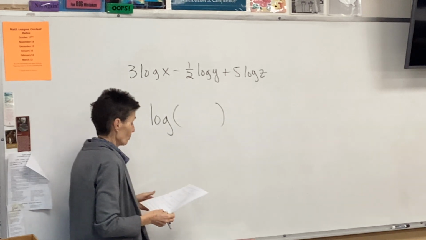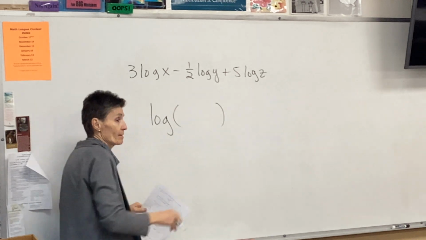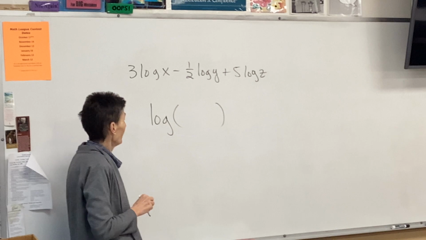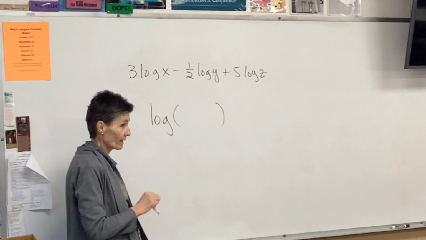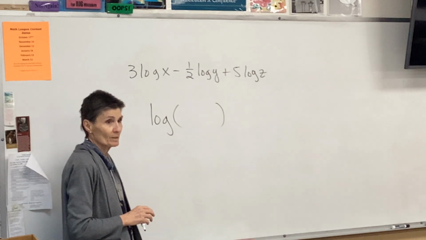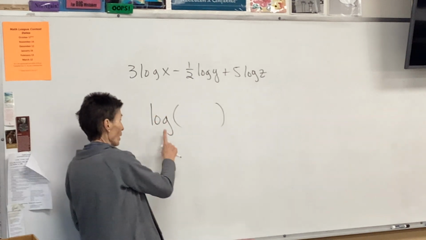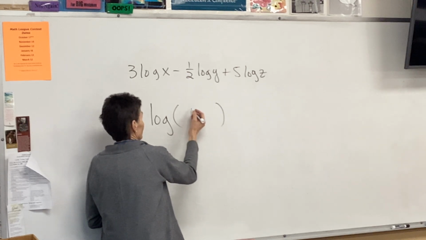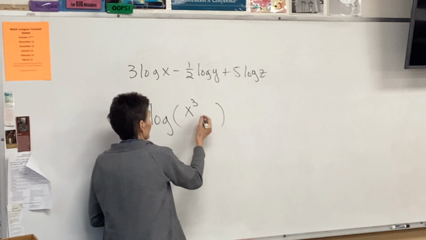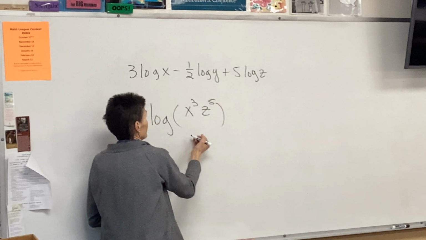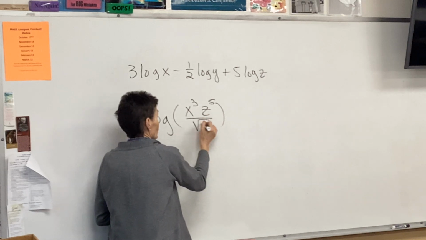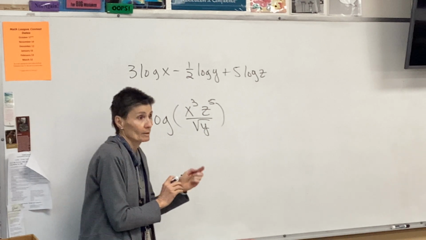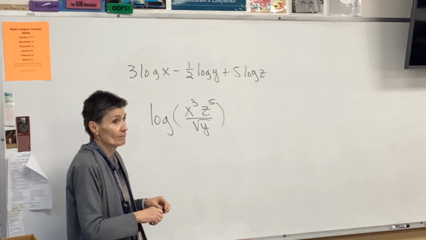5, what did you guys put here in your big parentheses? Remember, as Xander so eloquently said a moment ago, you gotta have a log. You can't just get rid of the log. So when you mash it all together, it's one logarithm. And what goes in here? What do you got? X to the third, z to the fifth, over square root of y to the 1/2. Square root of y. Is that okay with everybody?